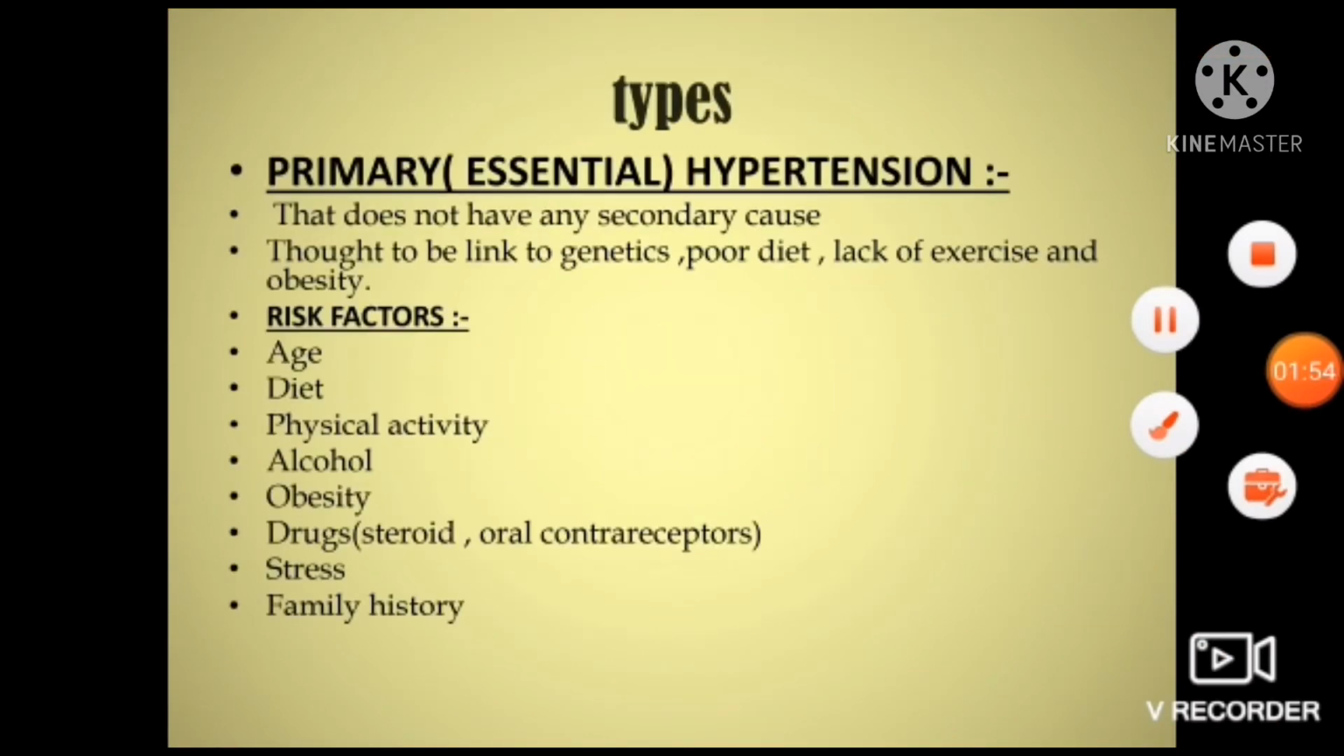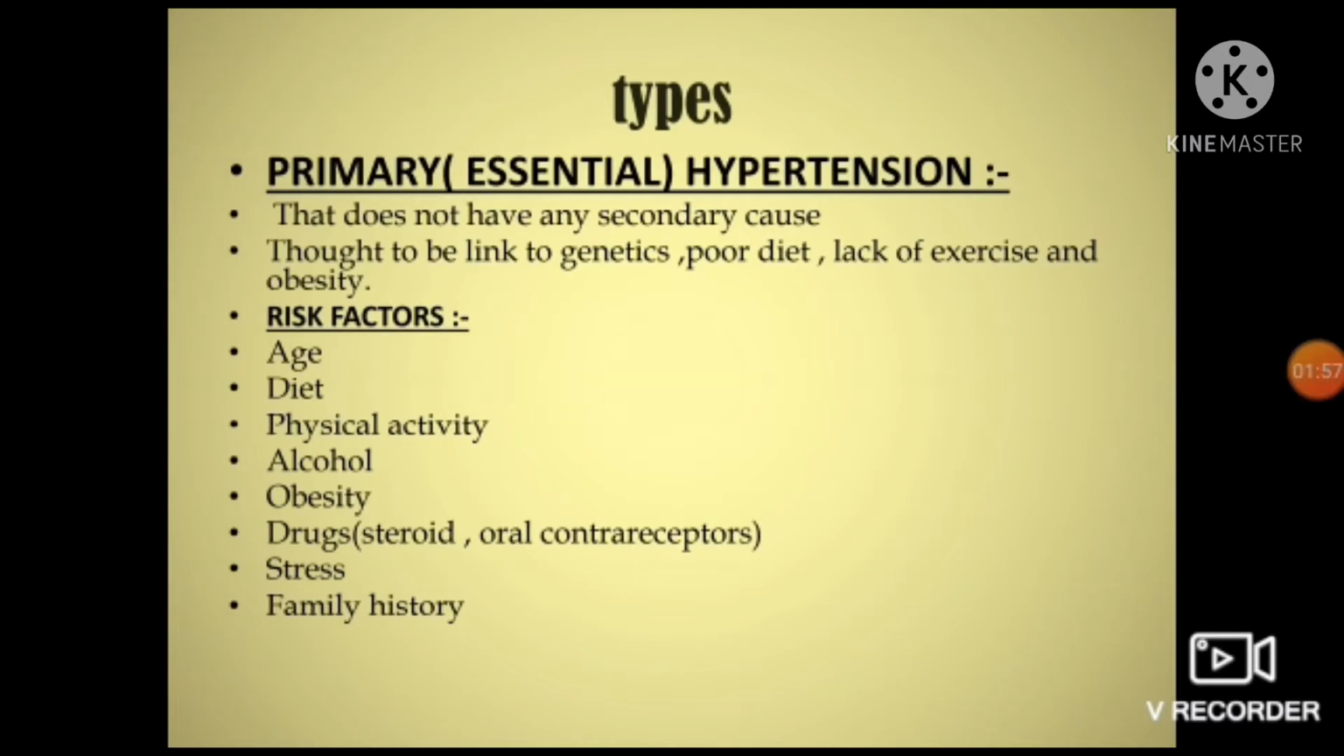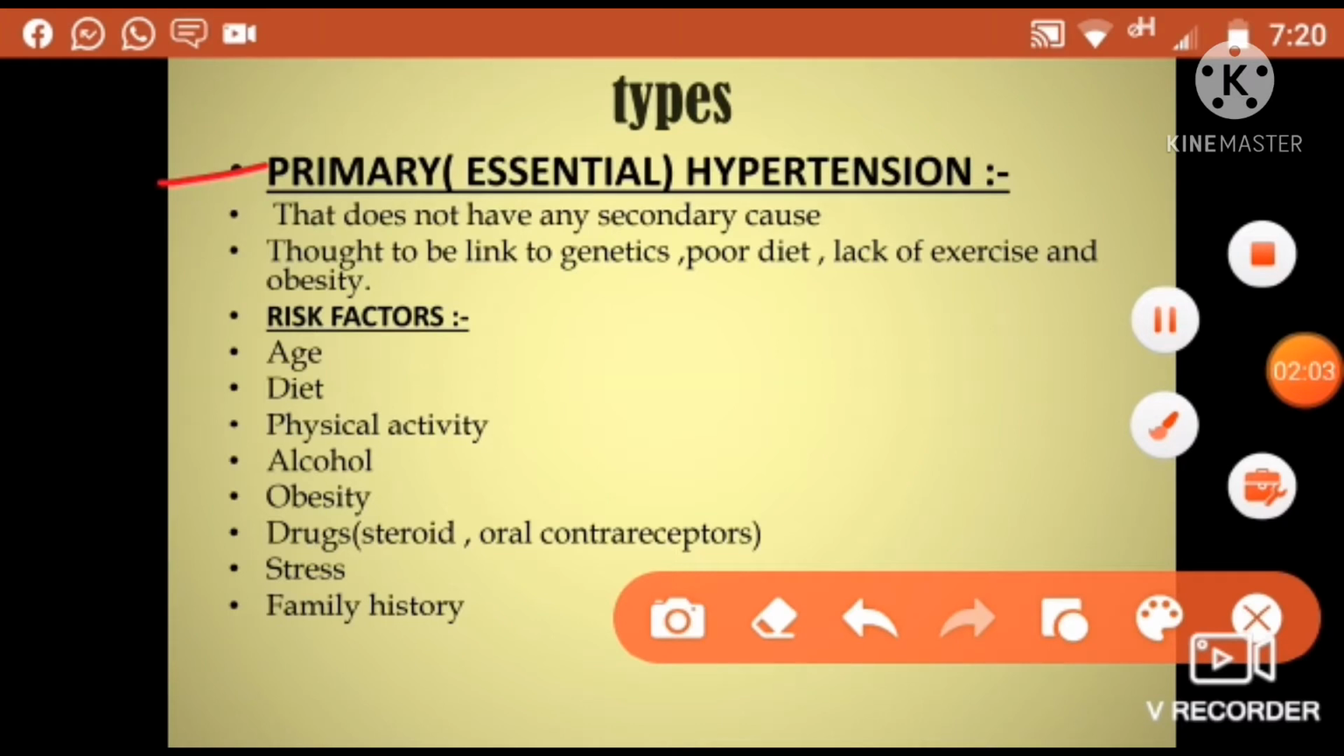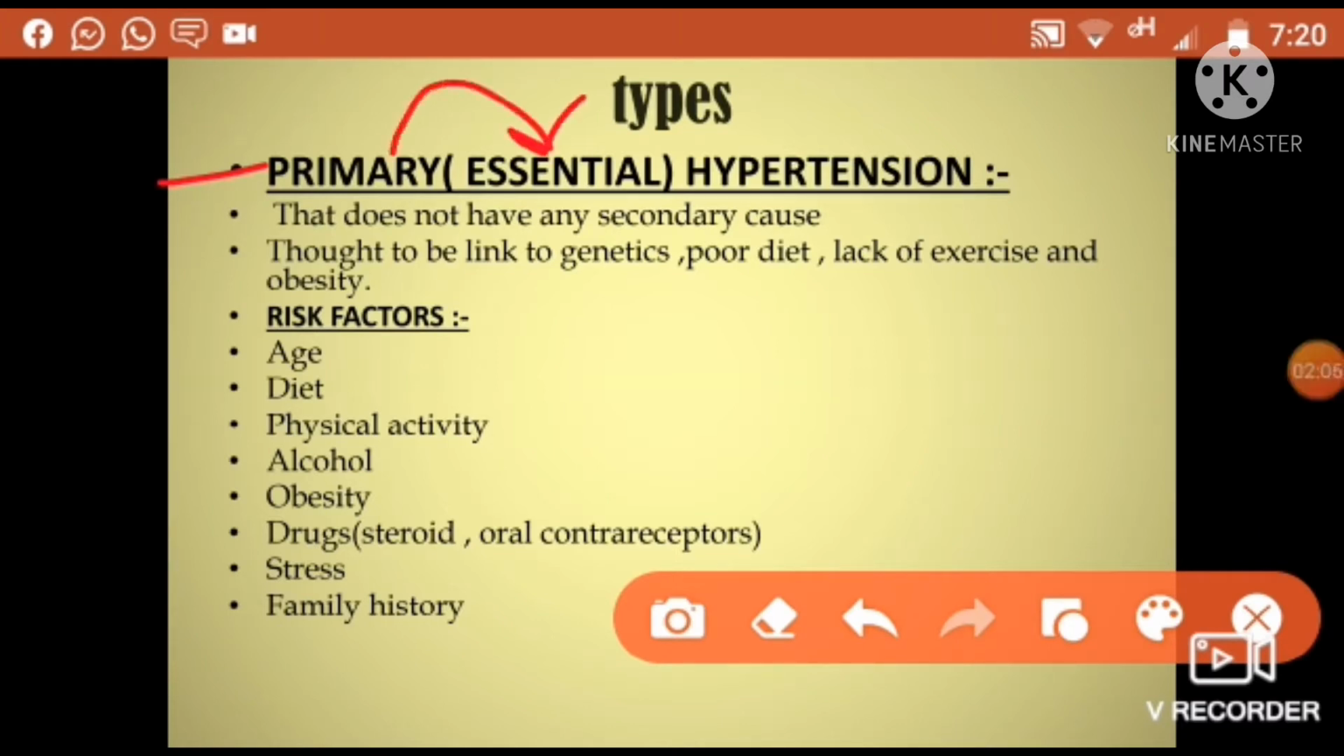What are the types of hypertension? Basically we study it in two classes. The first one is primary hypertension and the second one is secondary hypertension. Another name for primary hypertension is essential hypertension. The word essential indicates it is necessary: whether or not you are doing something special with your diet or physique, even if you are living a normal healthy life, these factors affect your blood pressure and lead to hypertension. It doesn't have any secondary cause, meaning you are not suffering from any other disease when you get primary hypertension.